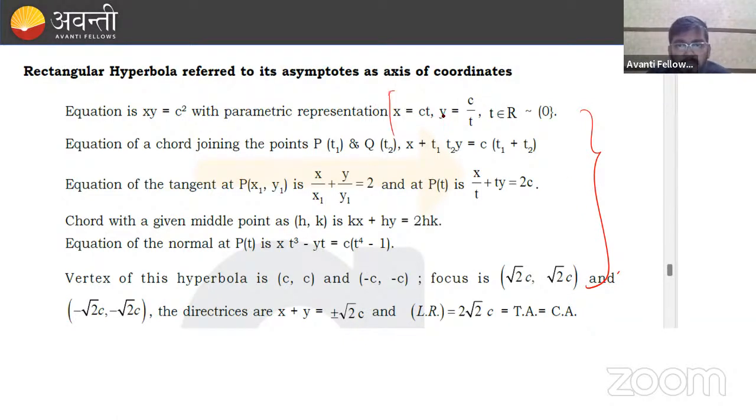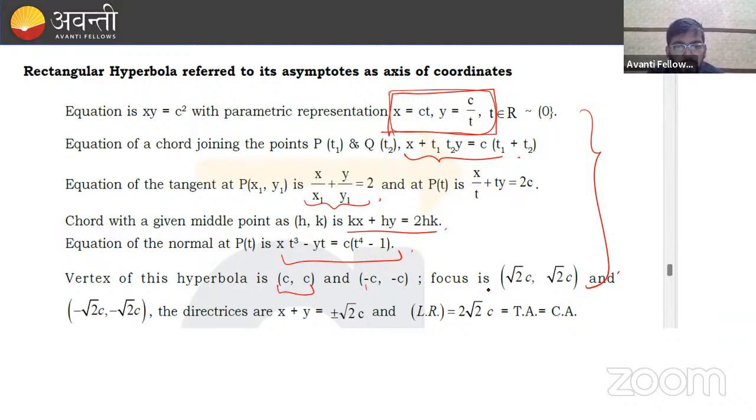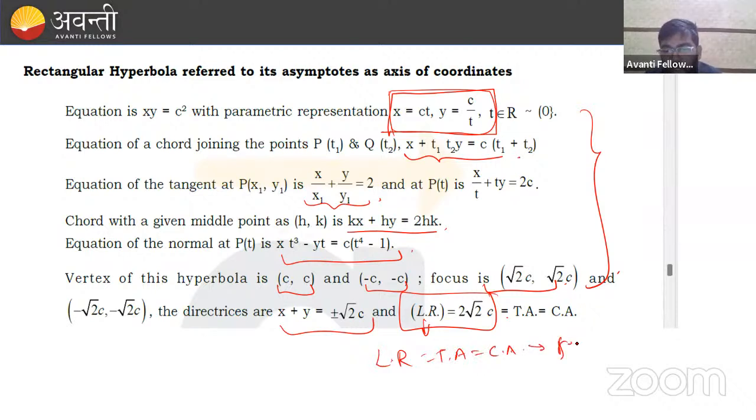The parametric representation is (ct, c by t). If you use this parametric representation in all the equations that we have studied till now, you can find the equation of chord, equation of tangent, equation of chord when the middle point is given, equation of normal, the vertex, focus and directrix of the hyperbola, plus the latus rectum. The point to remember is that the latus rectum equals the transverse axis and conjugate axis for a rectangular hyperbola.